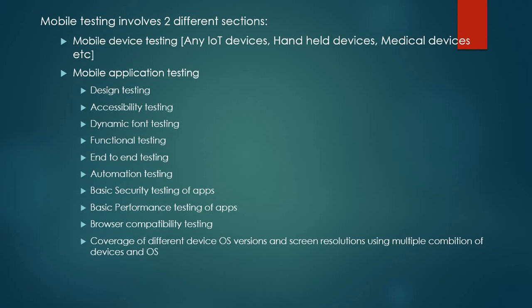Your smartwatch is directly connected to your mobile devices. How is that? Through Bluetooth. So the data interaction between your smartphone and your smartwatches should be smooth. This kind of testing is again the involvement of mobile device and mobile application.